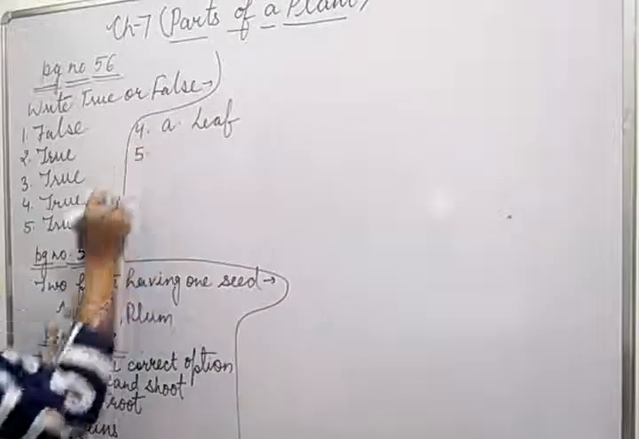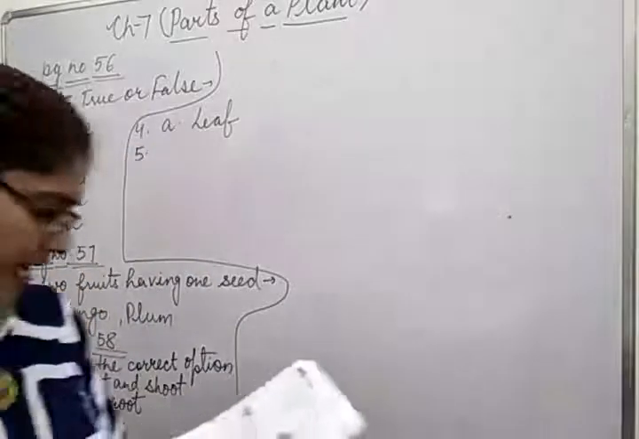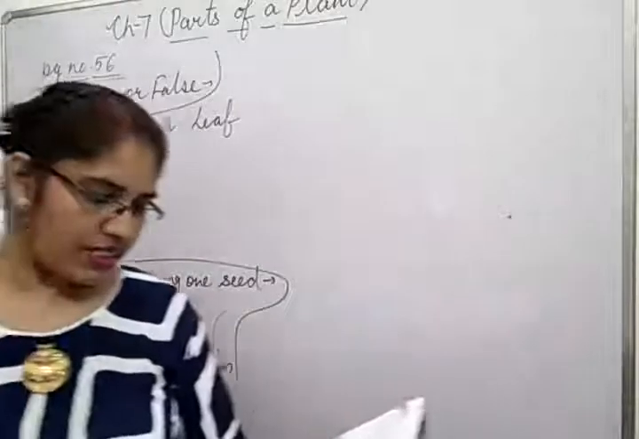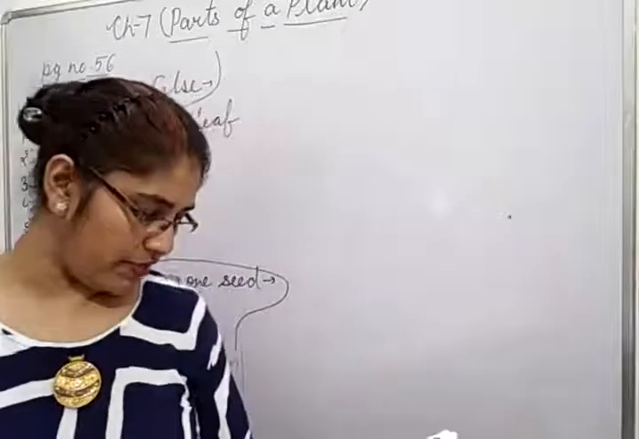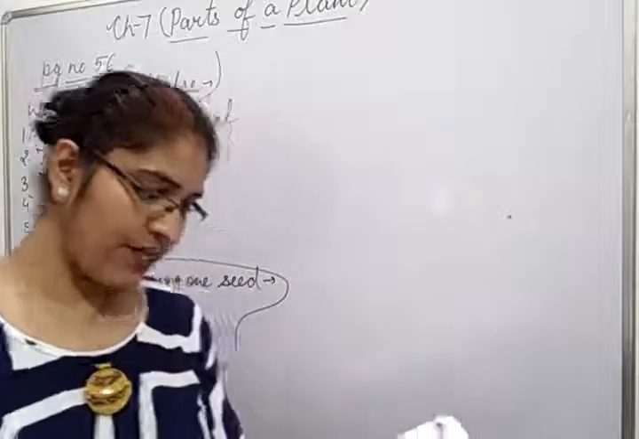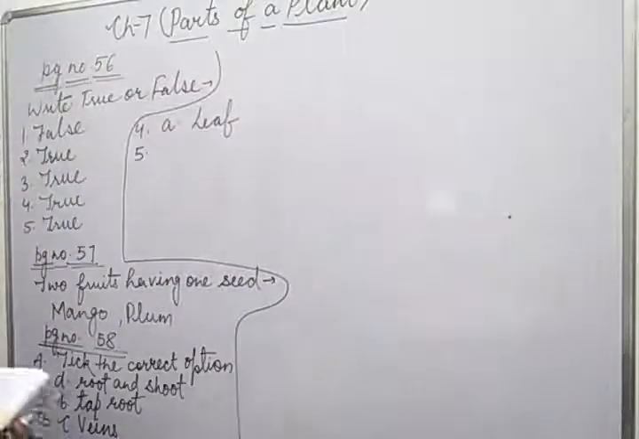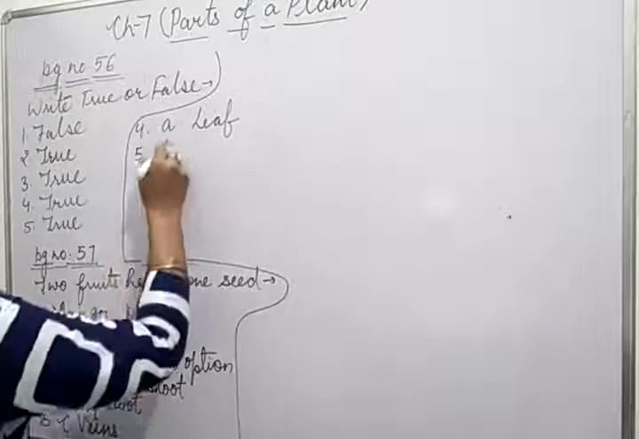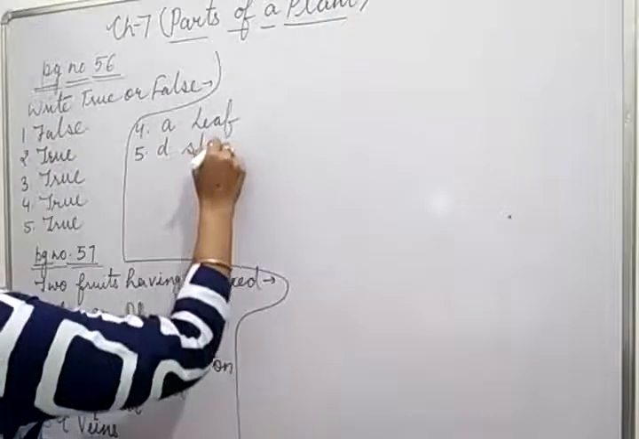Now question 5th. Tiny pores present on the lower surface of leaves are called? Is that veins, side veins, roots, stomata? Yes, tiny pores are called stomata. So tick on D option.